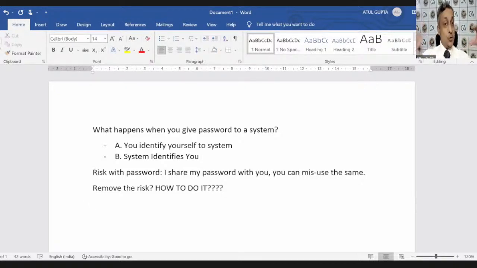Imagine, visualize. I don't want to give options, I want you to think. The question we have put clearly: the password is a risk. It can be shared, and once shared, it can be misused. I want to avoid that risk.